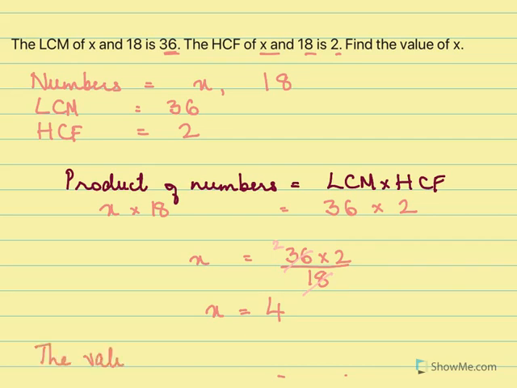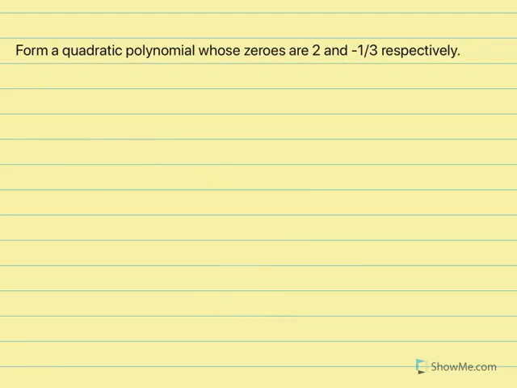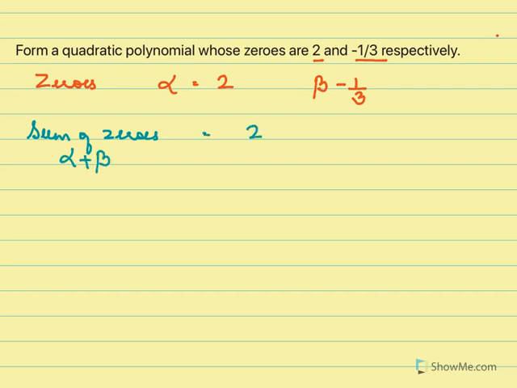So the value of x equal to 4. Form a quadratic whose zeros are 2 and minus 1 by 3. So here the two zeros, one is alpha is 2 and the beta is minus 1 by 3. Then for the second step we find the sum of the zeros. Sum of zeros alpha plus beta, so that is 2 minus 1 by 3. LCM 6 minus 1 by 3, that is 5 by 3.